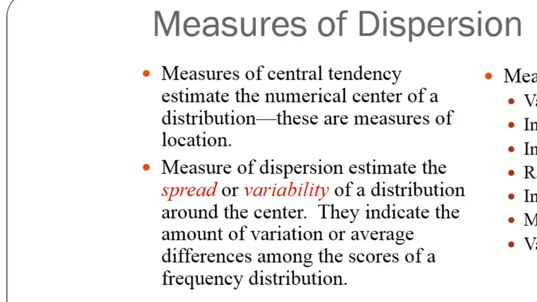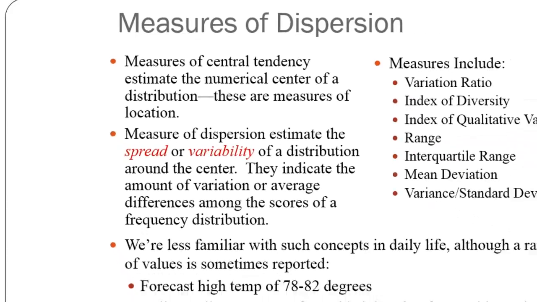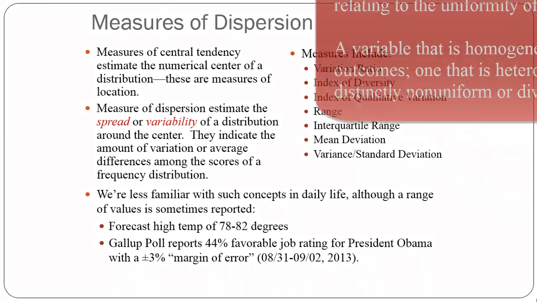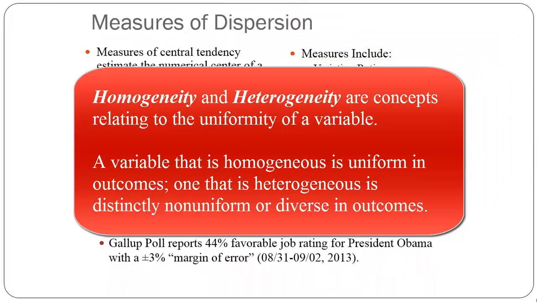So, while measures of central tendency give us a numerical estimate of the location of the center of a distribution, it's also useful to know how the cases or our measurement is distributed around that measure of central tendency. And that's where measures of dispersion come into play. Some people call this spread or variability, and it's also useful to think of this in terms of whether your distribution or your variable is homogeneous or heterogeneous.